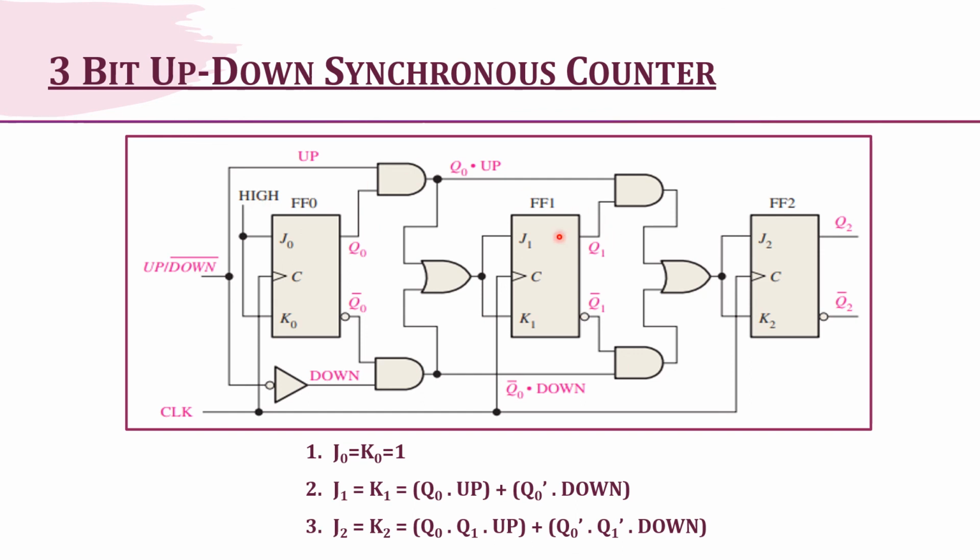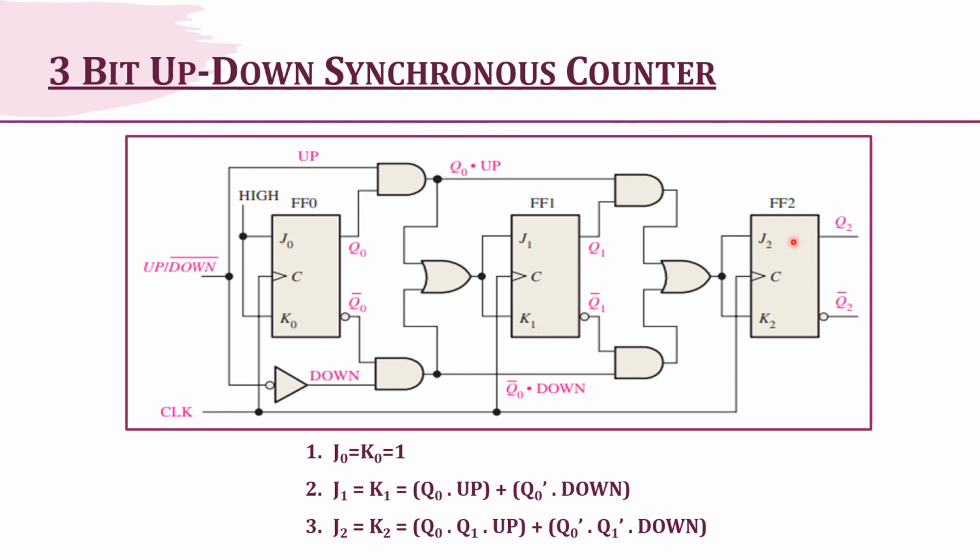Fine. Moving to F1. The J1 and K1 terminals of this F1 should be connected to either of these two terms, Q0 into up or Q0 bar into down. That is, if you are performing the up counting, then Q0 should be connected to J1 and K1. If we are performing the down operation, then Q0 bar should be connected to J1 and K1. So if up operation, Q0 into up. If down operation, Q0 bar into down. Okay, so that is the case of J1 and K1.